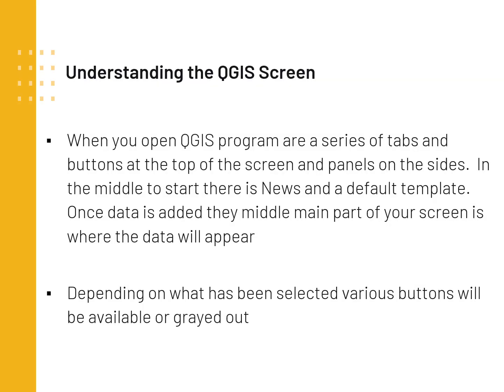A couple things to understand about the QGIS screen. When you open the QGIS program, there are a series of tabs and buttons at the top of the screen. On either side of the window, there are panels. In the middle, to start, there's a news and a default template screen, but this is the area that when data is added, your map will appear.